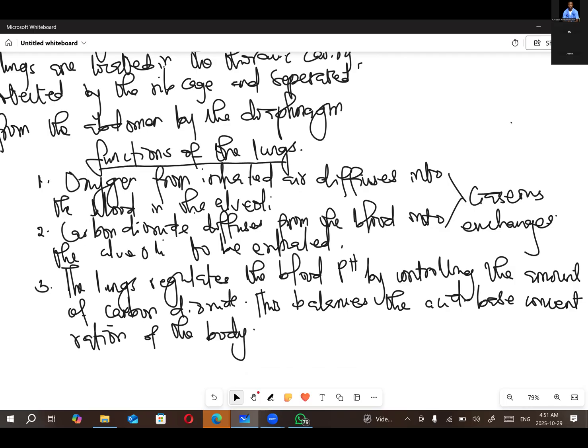So, are you guys there? Yeah. So, in summary, when we are talking about the lung, excretion is the removal of metabolic waste, right? When we're talking about the lung, in summary, what does the lung excrete? Carbon dioxide, right? So that is it.